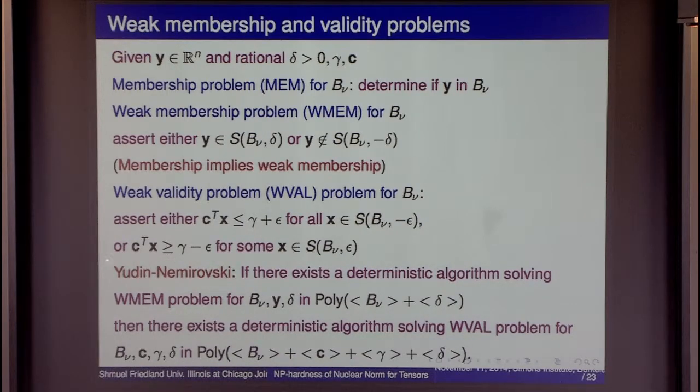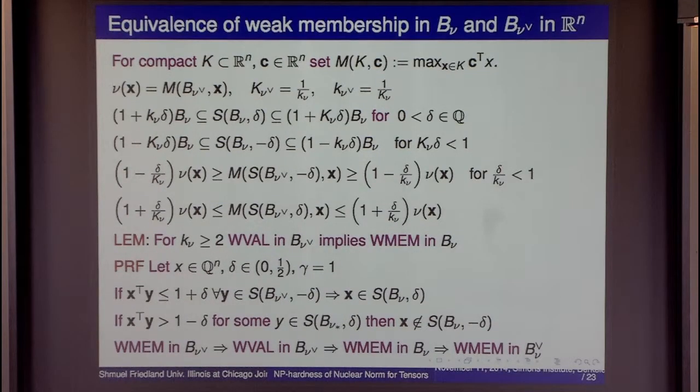The basic result that we use is by Yudin and Nemirovski: if there exists a deterministic algorithm solving the weak membership problem for B_ν, y and delta in polynomial time, then there is a deterministic algorithm solving the weak validity problem in polynomial time. Essentially we are following the arguments of Gurvits. For compact K in R^n and c in R^n, set M(K, c) to be the maximum over all x in K of c^T x. So ν(x) is this maximum over the dual norm.